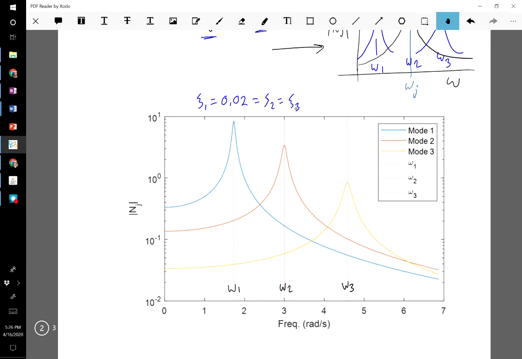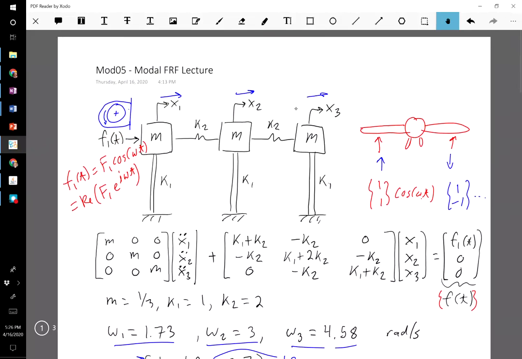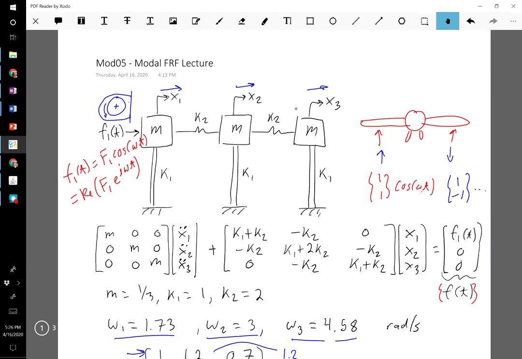So that it's not singular, it doesn't go to infinity, but it has a finite peak. What are the implications of this? If we think back to the physics of the problem, we want to mount an air conditioner on the floor here. If it was a 1 degree of freedom system, we know that we want to avoid having the rotation speed of the air conditioner equal to the natural frequency.